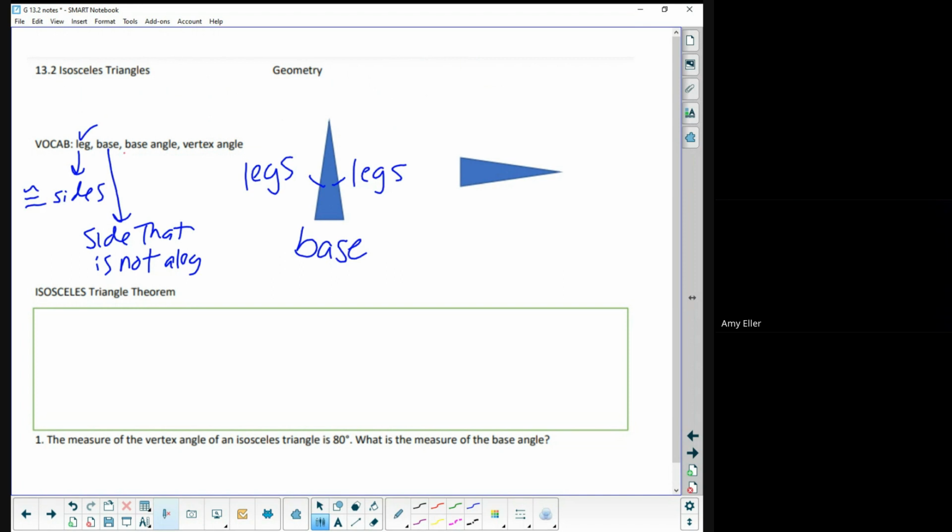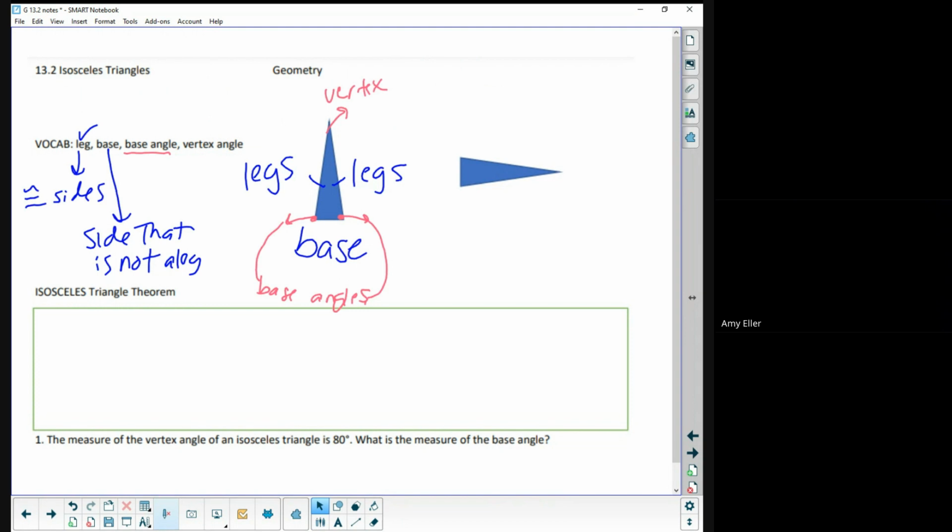I bet you can guess where the base angles are, because if this is the base, this and this are base angles. There are two, because the base touches two angles. That only leaves one thing, the vertex angle. There's only one angle left, so that means that is the vertex angle. If you remember, the legs are the two sides that are the same. Everything else kind of falls in place.